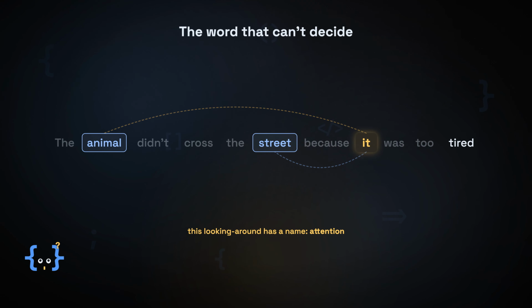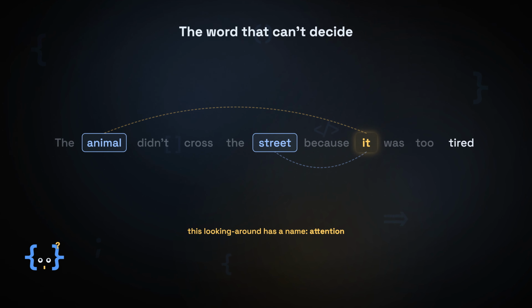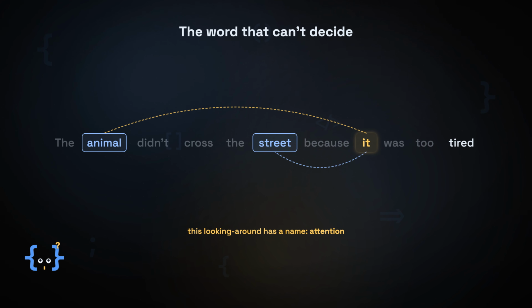But freeze on that little word, it. On its own, the vector for it is identical in every sentence. It carries no idea of what it points to. It is genuinely stuck, flickering between two possibilities, until it does the one thing you just did without thinking. It looks around the sentence and figures out which word it belongs to. That looking around has a name.